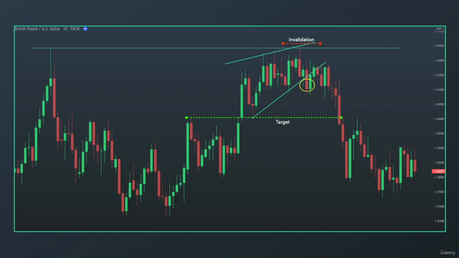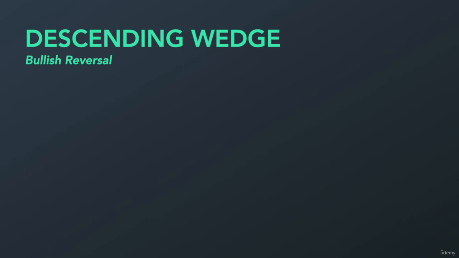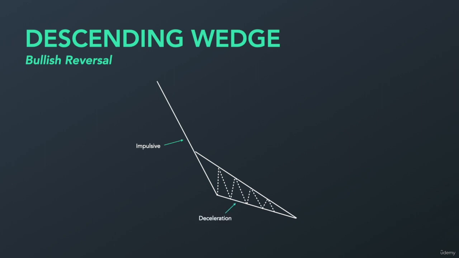Okay, descending wedge. So the opposite of the ascending wedge. This one is a bullish reversal pattern, so we should see this after a downside move. This is our impulsive move, followed by deceleration, and then we will wait for a breakout. Okay, so this is our confirmation. Then invalidation below the low, then target the starting point of this wedge.